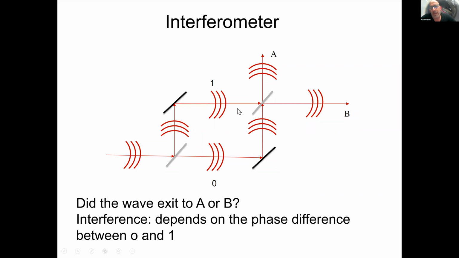In other words, it'll be determined by whether on this mirror here, a mountain meets a mountain and a valley meets a valley, or a mountain meets a valley and a valley meets a mountain. That would determine whether the laser light would exit through port A or through port B. So waves are much more complex than particles.